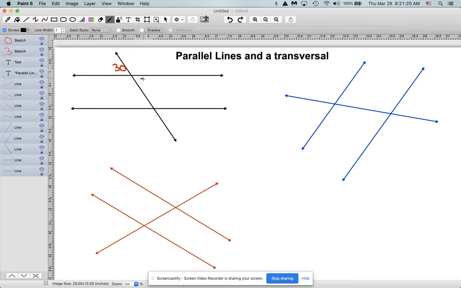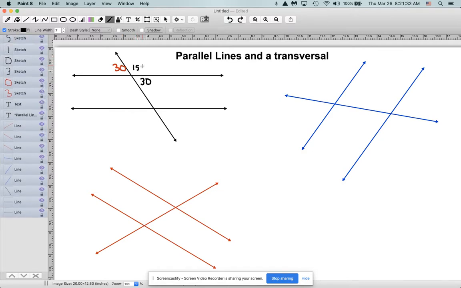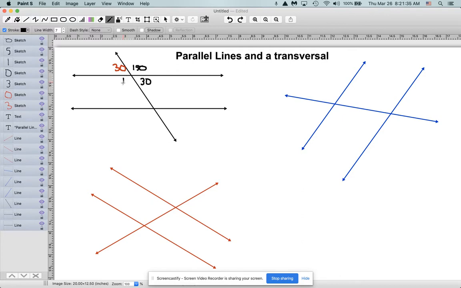This one across from it is called a vertical angle. It's also 30 degrees. These two are supplementary to those. So this plus this would have to be 180. So this would be 150. And this would be 150.